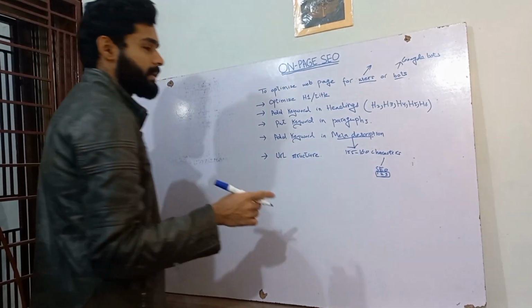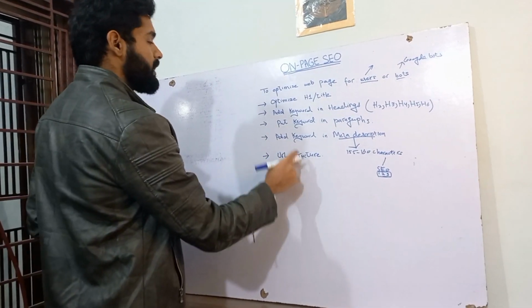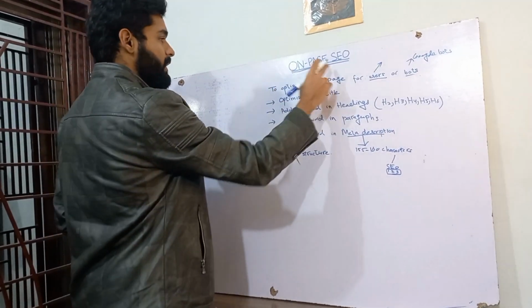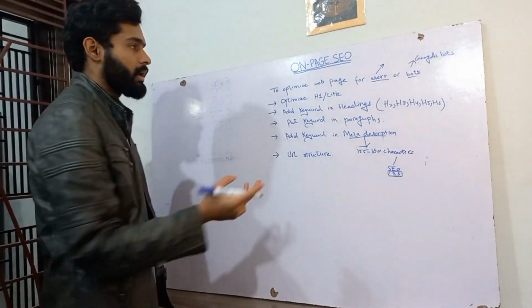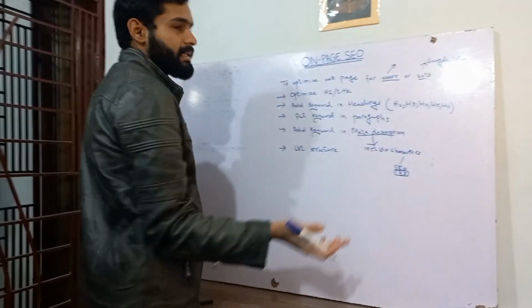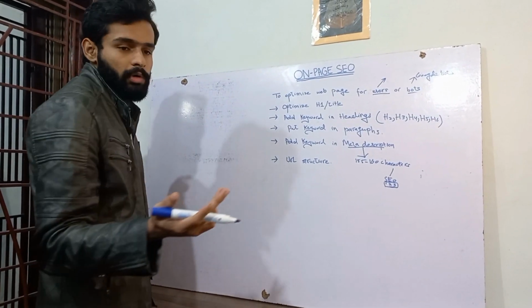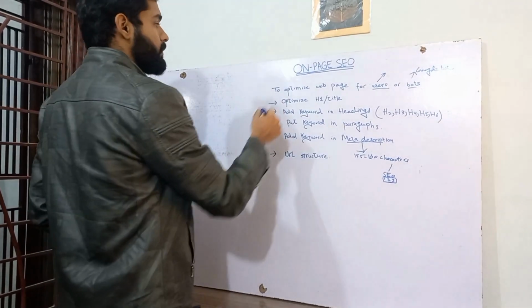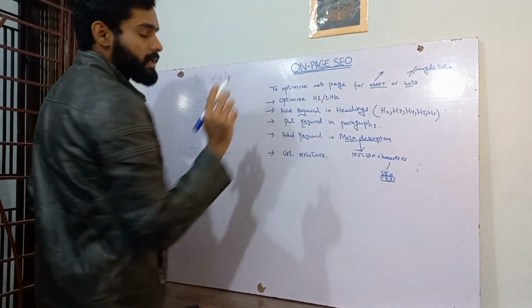The URL structure is the main thing, because if your main keyword is on-page SEO but you are not putting on-page SEO in the URL, then your URL is not totally optimized. So to optimize your URL structure, you have to put your focus keyword in it.